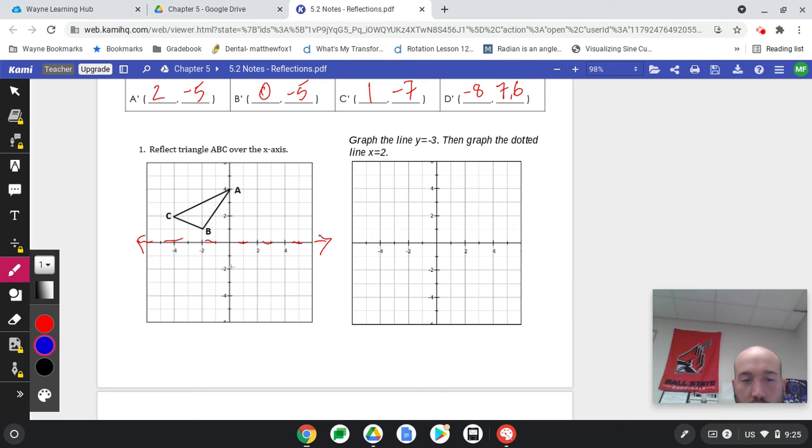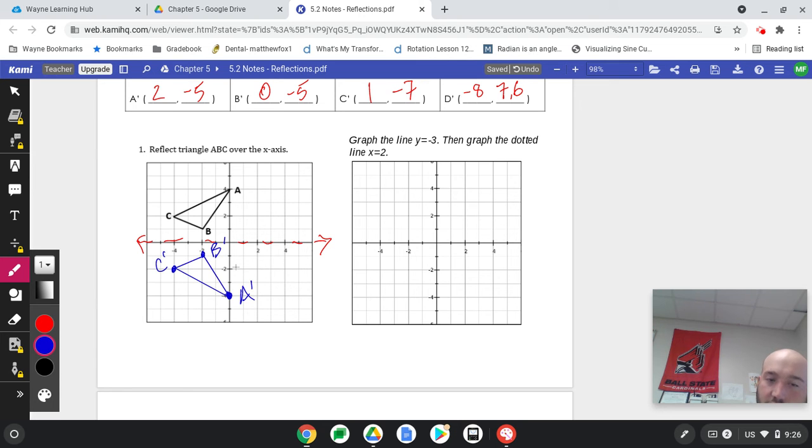Then we just go 1, 2, 3, 4 past, and that will be A prime. B is 1 away, so 1 past, B prime. C is 1, 2, so 1, 2 past, C prime. All we got to do is connect our dots then, and this is our line of reflection, the x-axis, and it reflects over that. You see, if we folded on that line of reflection, it would match up.